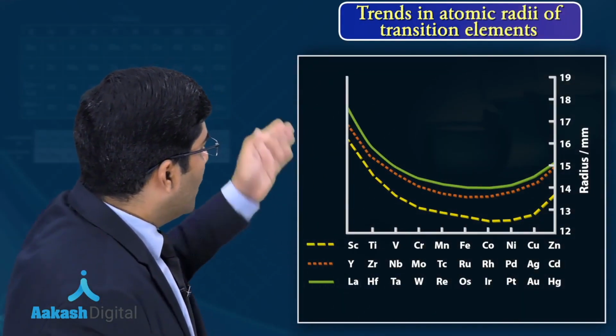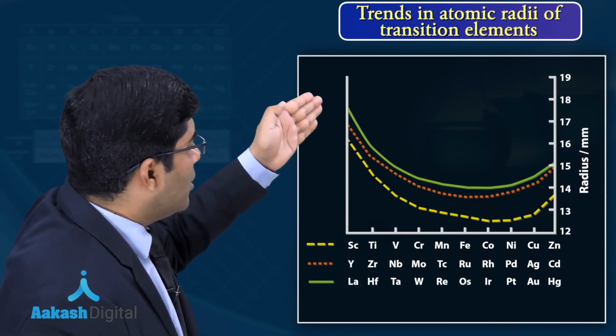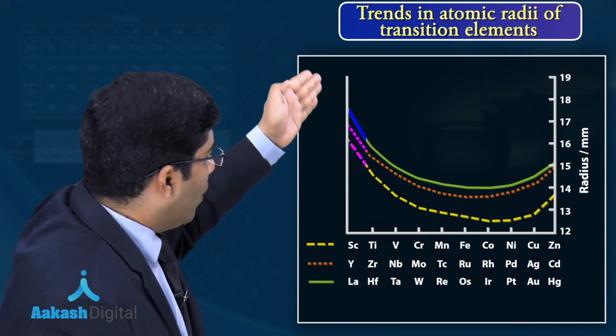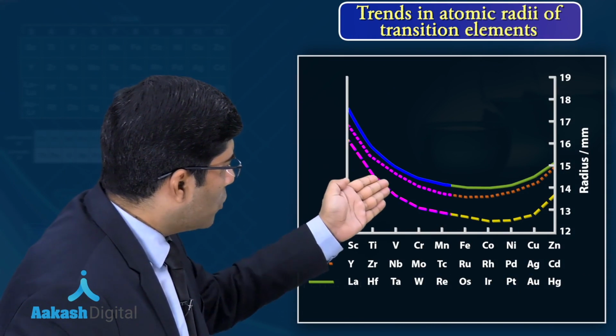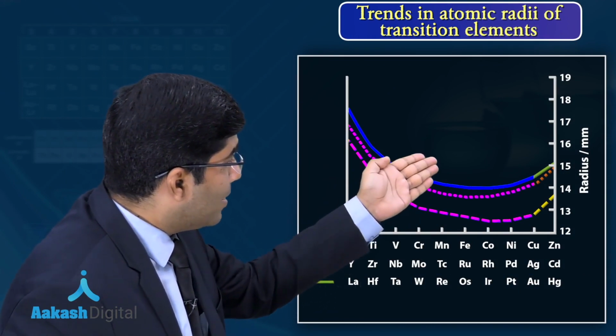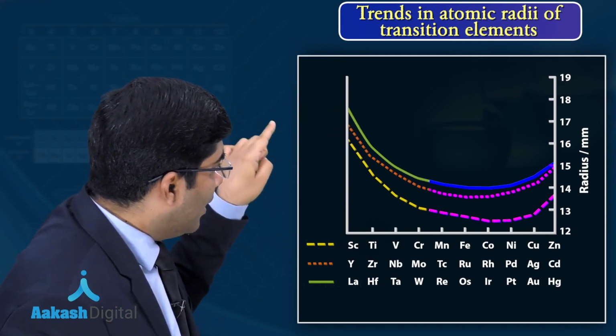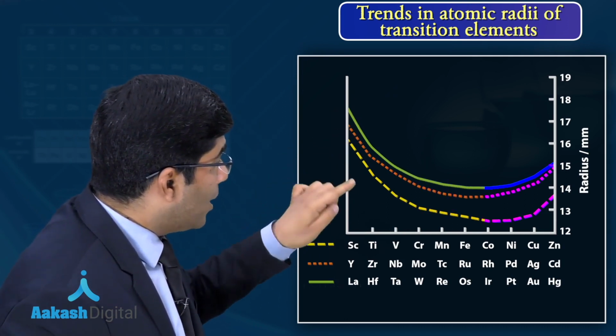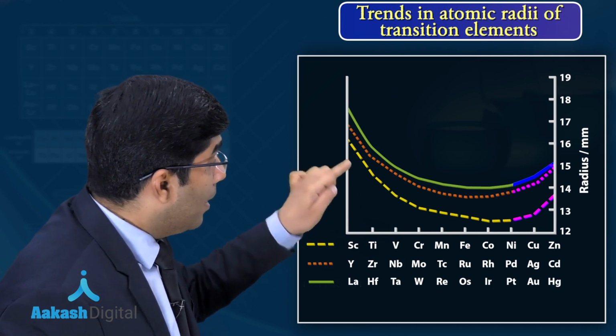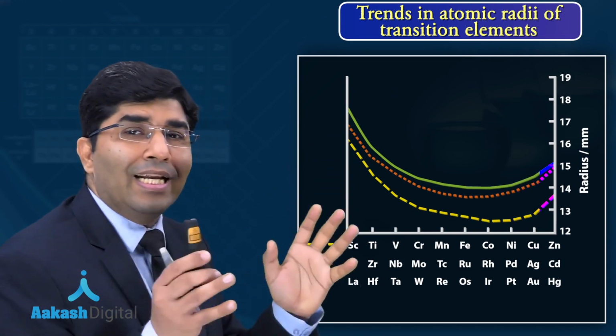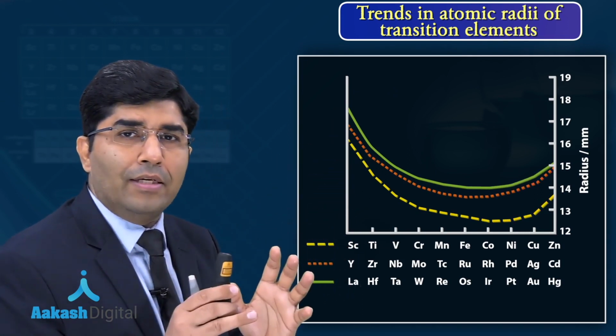You can see that the graph for 3d series, 4d series and 5d series, it's going down rapidly, then almost becomes constant, and there is an increase at the end. So here the effective nuclear charge is increasing, then nuclear charge is cancelled by the screening, and after that there is an inter-electronic repulsion, right?